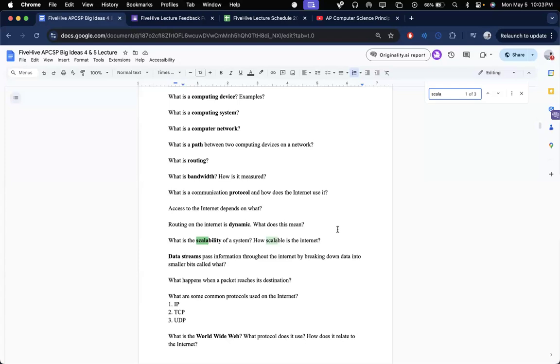So the idea is if you can grow your system, if you can grow the input or the number of people using your system, and it still works well, then we call that system scalable. Does that make sense?